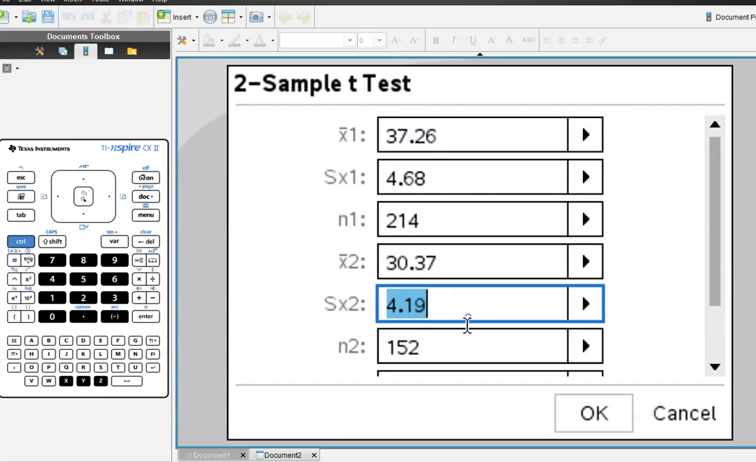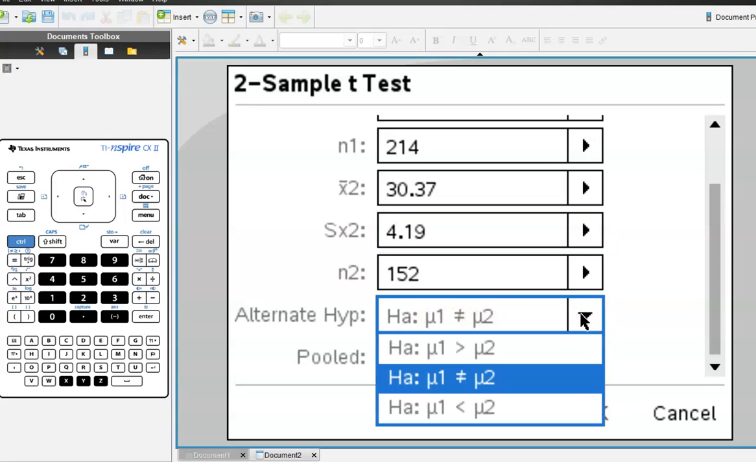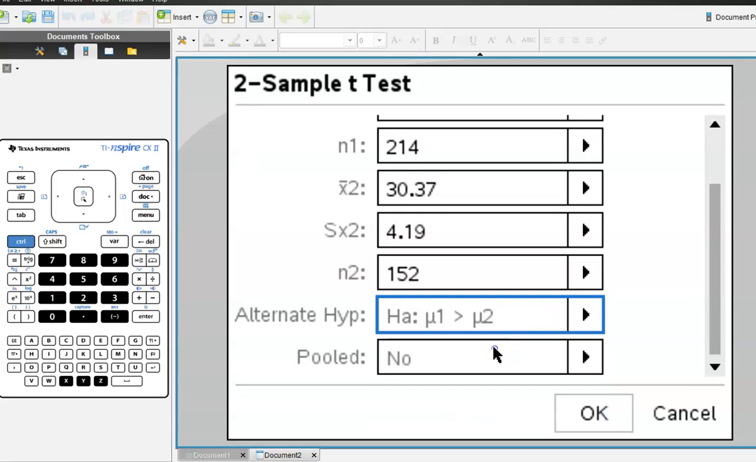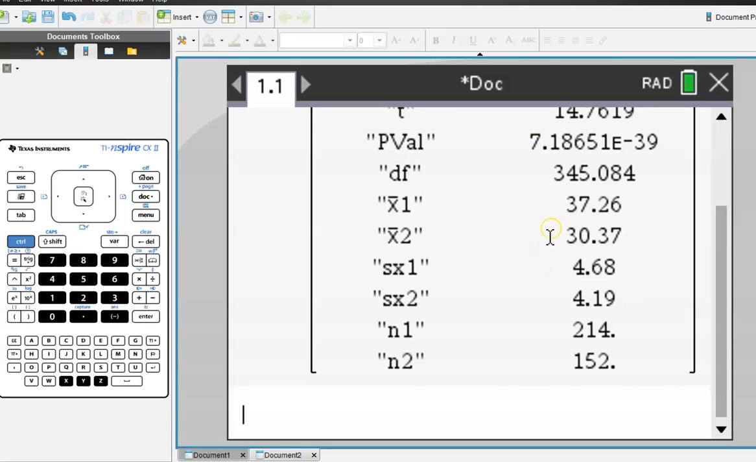And then we scroll up, or for me, scroll down rather, and you just have to make sure that the alternative hypothesis that you choose is correct. So in this case, we want the top one, mu1 is greater than mu2. As far as pooling goes, the only time we're going to pool is with the 2 proportion z-test, nothing with the means. And then we press OK. We end up having our values, which we're going to pull off in a minute. And what's really important is to make sure to pull off the proper degrees of freedom. So we can fill that in now.